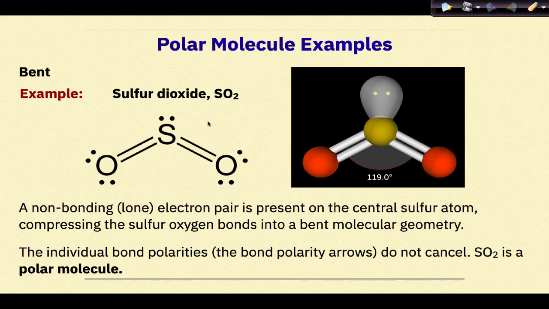Our next example is sulfur dioxide, SO2, and this is an example of a bent molecular geometry. So the first thing that we're going to do is look at our molecule, and we can see that it is composed of 2 oxygen atoms and 1 sulfur atom. Next thing that we're going to do is assign electronegativity values. So sulfur has an electronegativity of 2.6, and the oxygen has an electronegativity of 3.4 and 3.4.